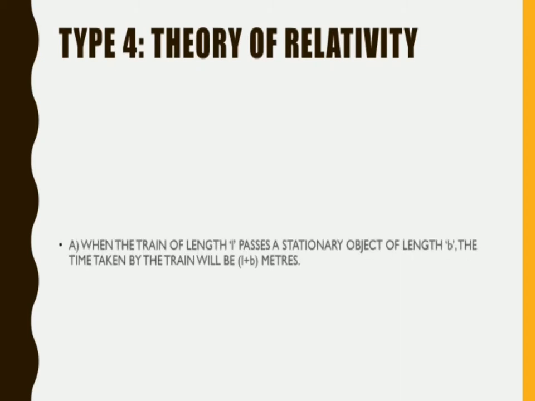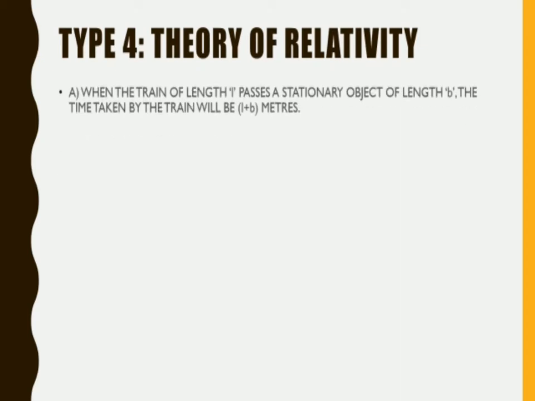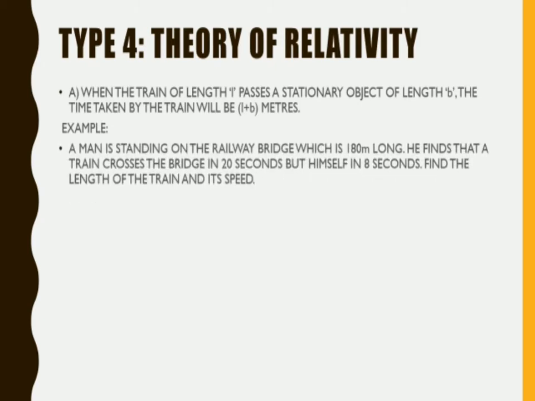When the train is crossing a stationary object, the time taken by the train will be based on the length of the train plus the length of the stationary object. Consider this example. Here a train is passing a 180-meter-long bridge in 20 seconds and crossing a man in 8 seconds. Now we have to find the length of the train and the speed of the train.